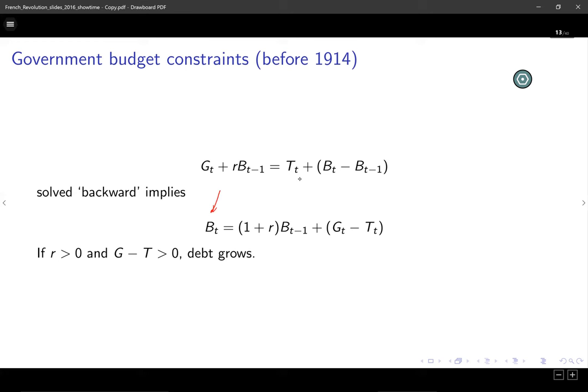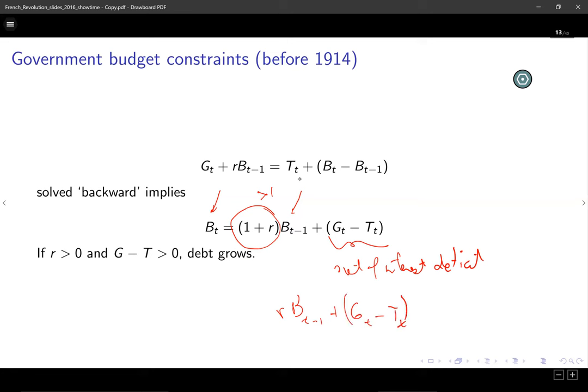Government debt today is equal to government debt yesterday times 1 plus the interest rate. And if the interest rate's positive, this is a number greater than 1. So government debt is equal to government debt yesterday times a number greater than 1, plus the net of interest deficit today. This is the net of interest deficit. It's what the IMF calls the primary deficit or the operational deficit. The IMF would call this the gross of interest deficit.